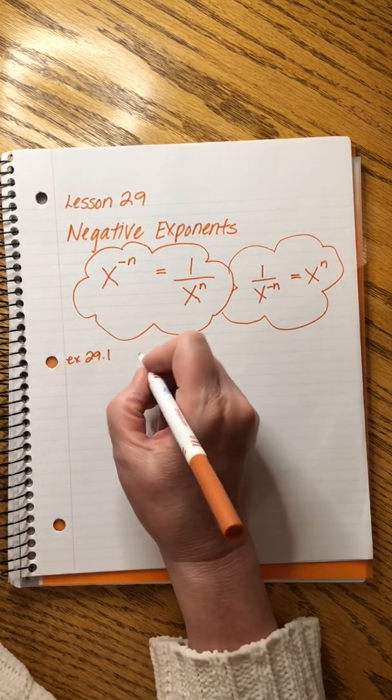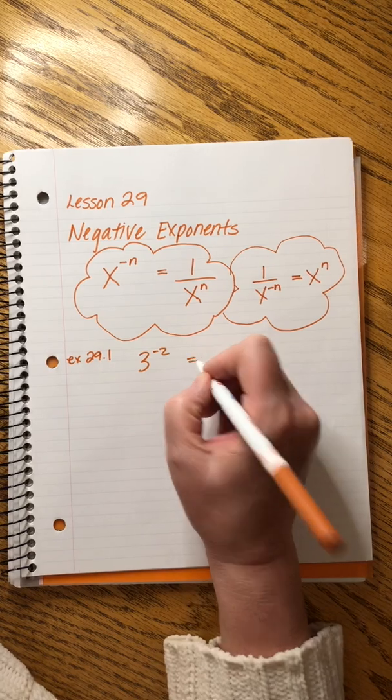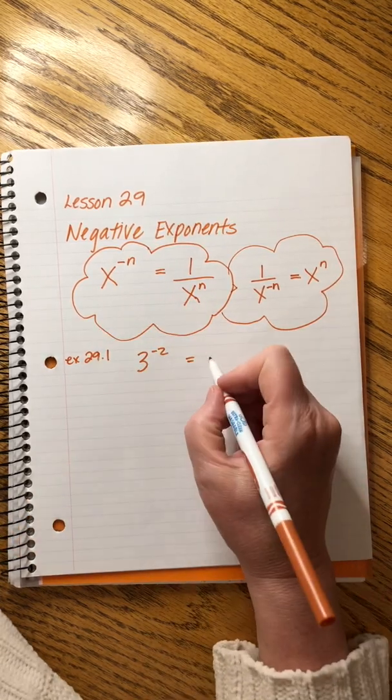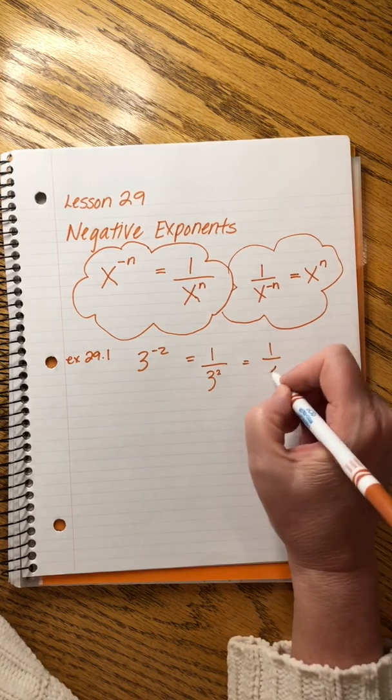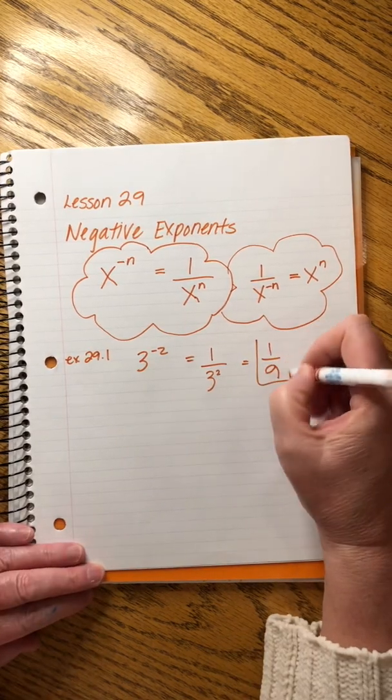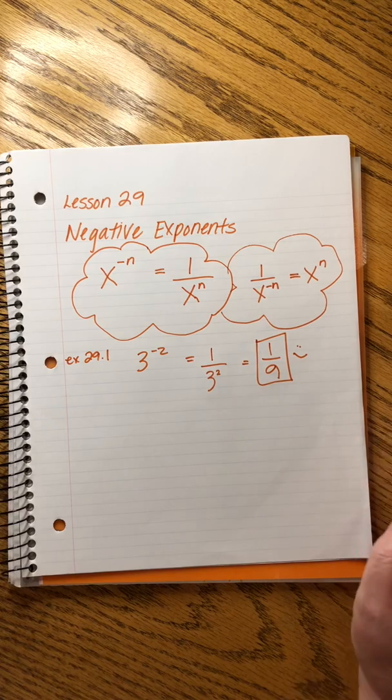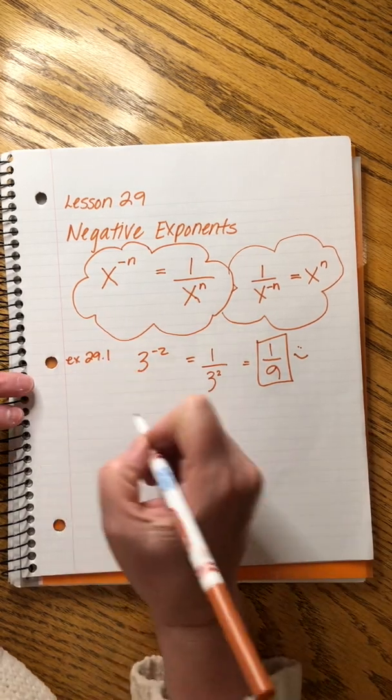Simplify 3 to the minus 2. Okay, we follow this pattern. That means it's 1 over 3 squared. That means it's 1 over 9. Yay, done. I mean, that one was really easy, right? They're not going to get a whole lot worse.